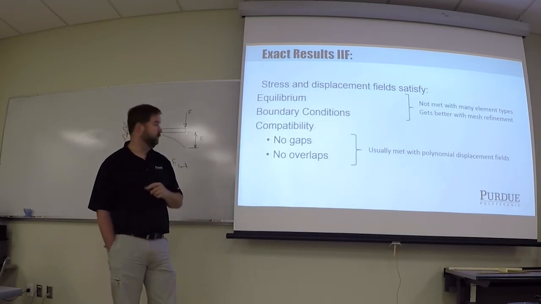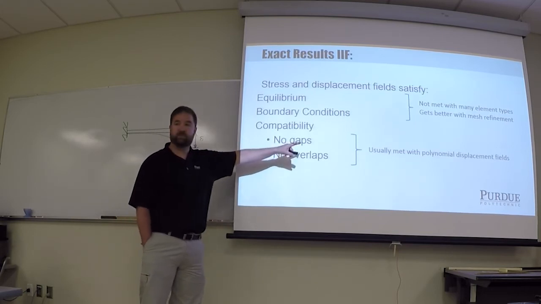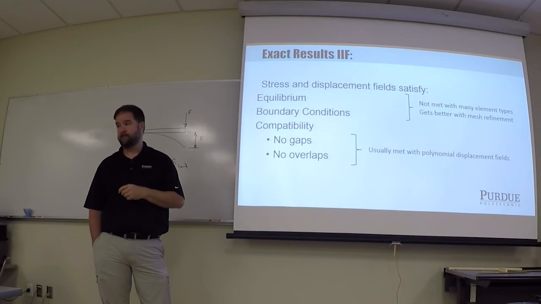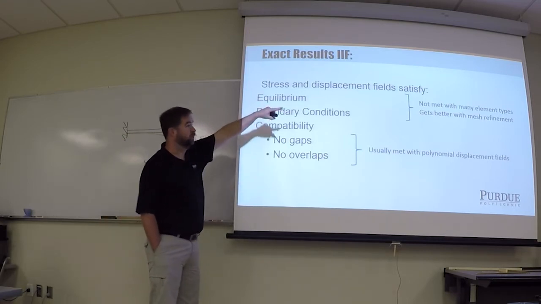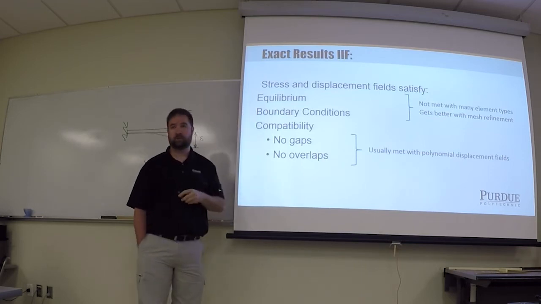And what is compatible? A simple way of visualizing this is no gaps between elements and no overlaps between elements. So this is a little bit abstract, but what happens is that most of our element types do not meet these first two conditions.